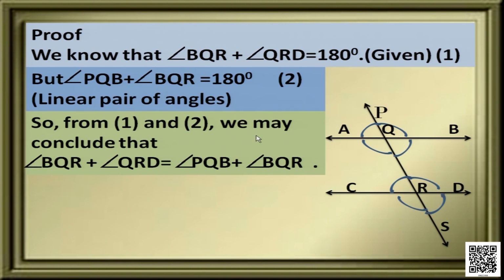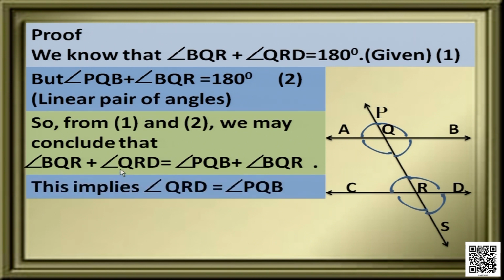plus BQR. What is common on both sides? Angle BQR is common on both sides. So by subtracting the equal from both sides, we get angle QRD is equal to angle PQB. See, look at the figure. Angle QRD is equal to angle PQB.